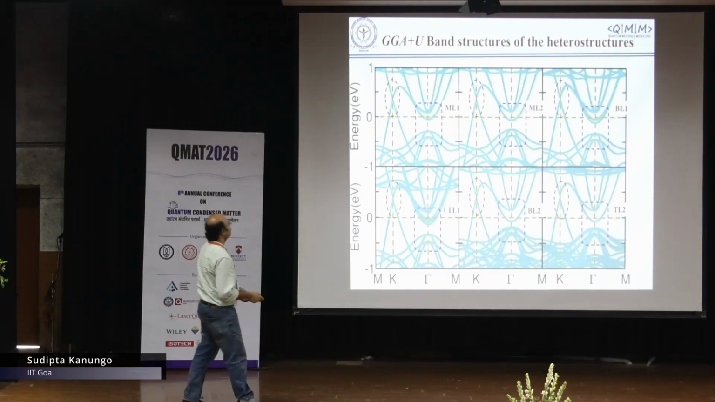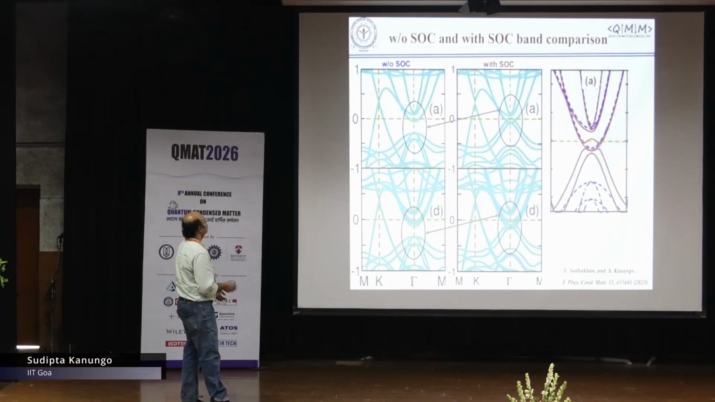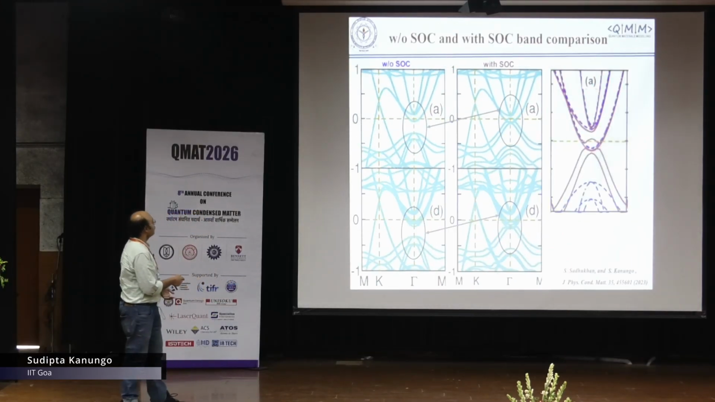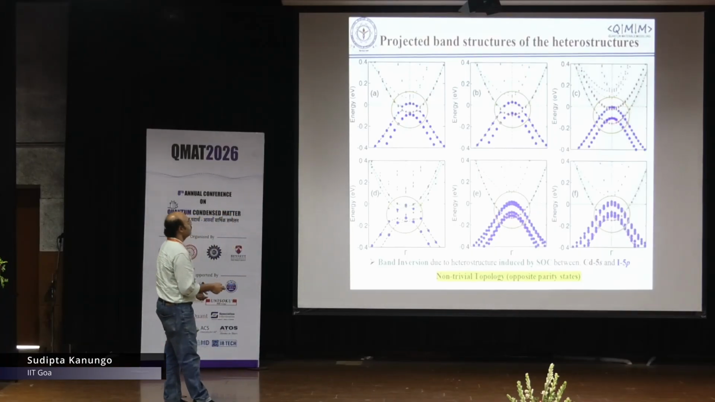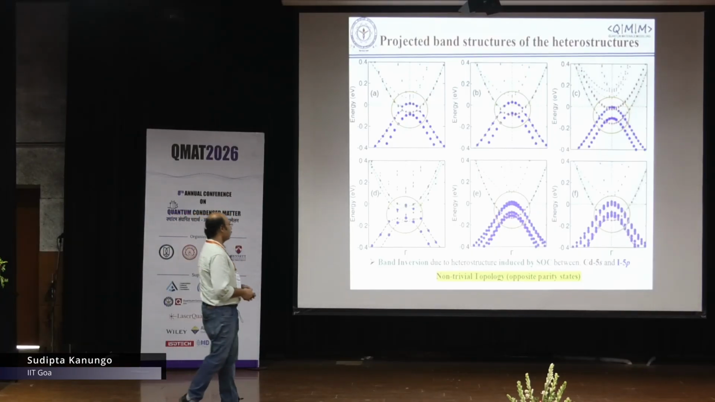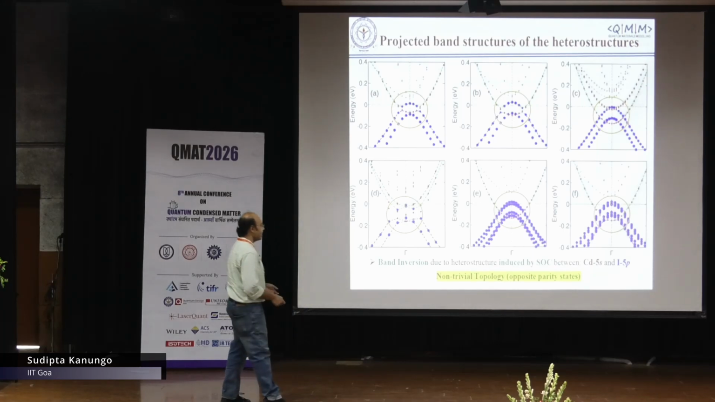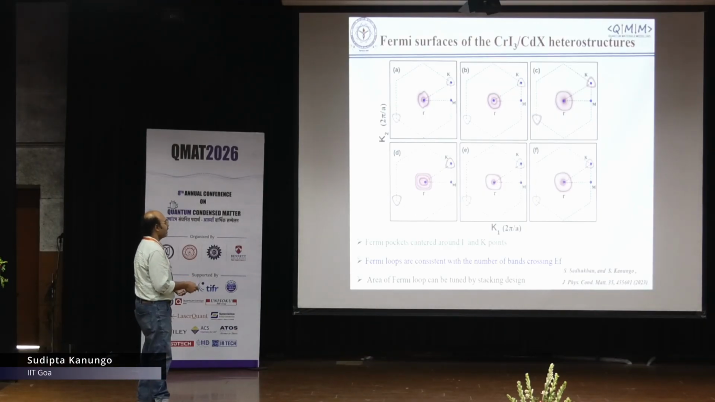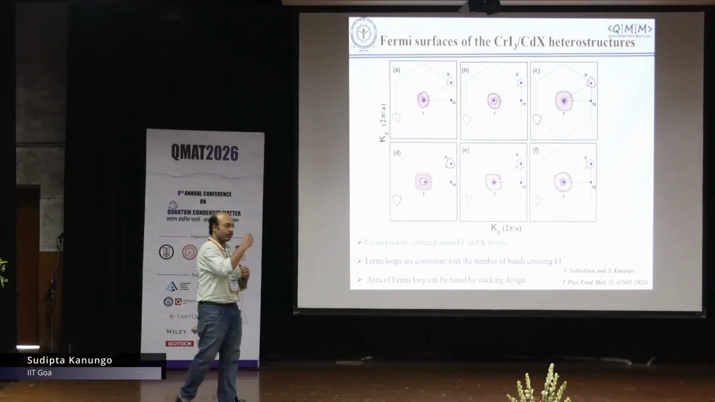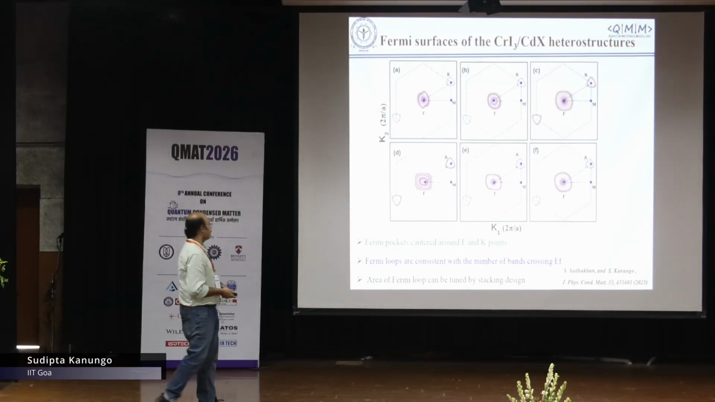Now if we do the heterostructure with spin orbit coupling, then we can see there is a strong hybridization of these bands close to the Fermi energy, and this is basically because of the heterostructure design. If we look at the projected band, it's indeed a kind of inversion between the cadmium 5s states and iodine 5p states. Also we calculate the Fermi surface, and the Fermi surface texture and size also depend on the heterostructure engineering, how many layers there are.